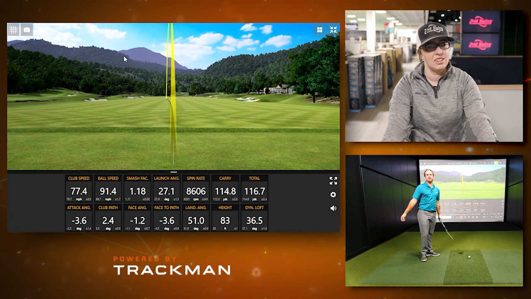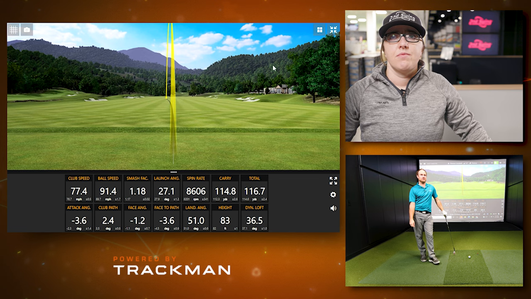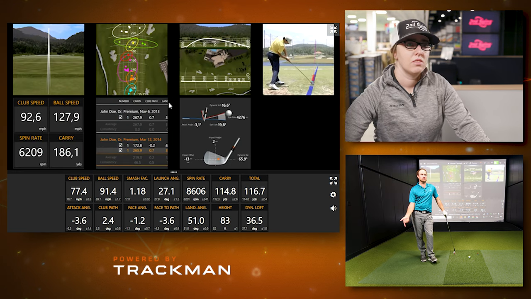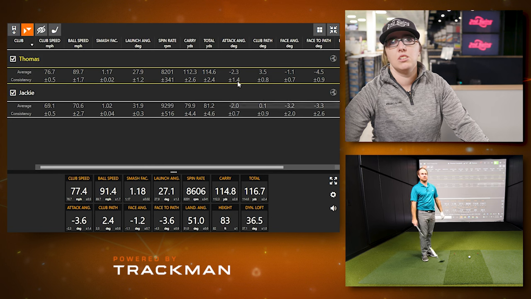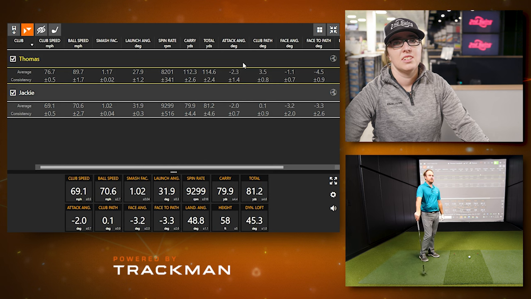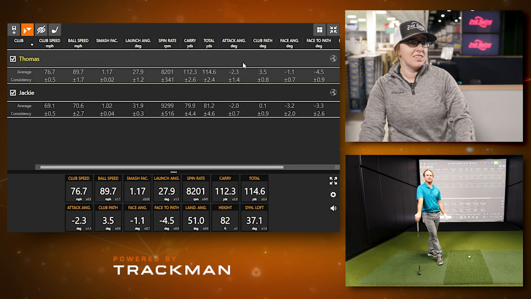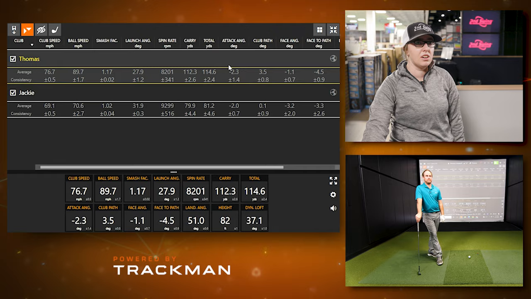Okay, so I hit 3 shots myself. My attack angle, as we noticed, is pretty similar to yours. We're about -2, -2.3 is what I think my average was on those 3 swings. Yeah, so you're at -2.3, I'm at -2. Nothing wrong with that. We're more of a picker. I play a little bit less bounce on my wedges because of that. I'm not taking a huge divot, so I don't need all that extra help. Yeah, same. I'm in the same boat there.